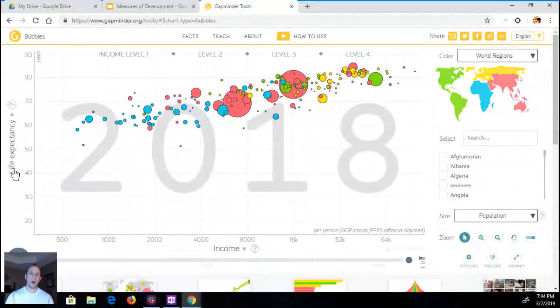So notice already you've got life expectancy on the y-axis, and you've got income on the x-axis. And we've just looked at these indicators. They are both indicators of the Human Development Index. Well, what trends do you notice here about life expectancy and income?